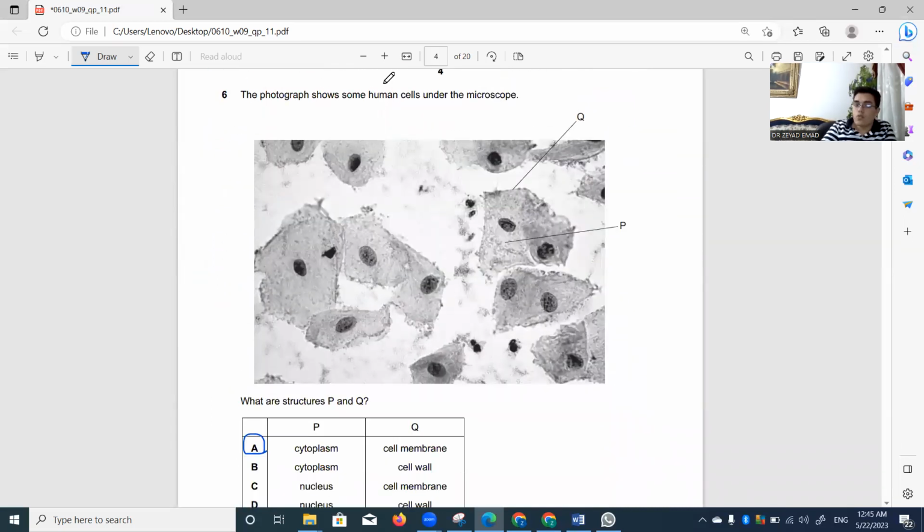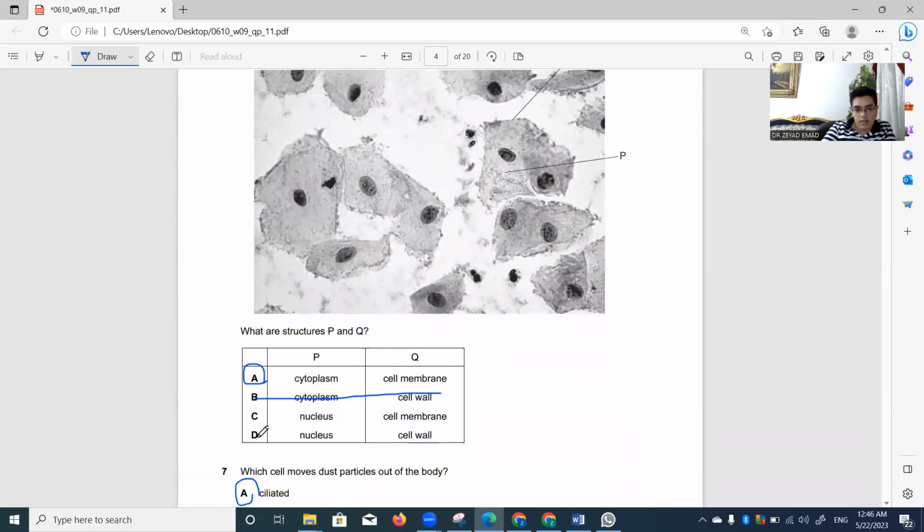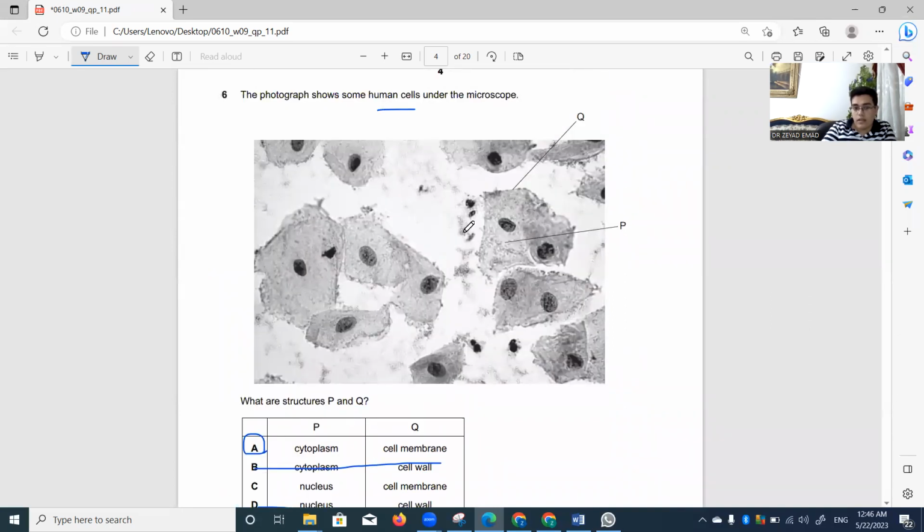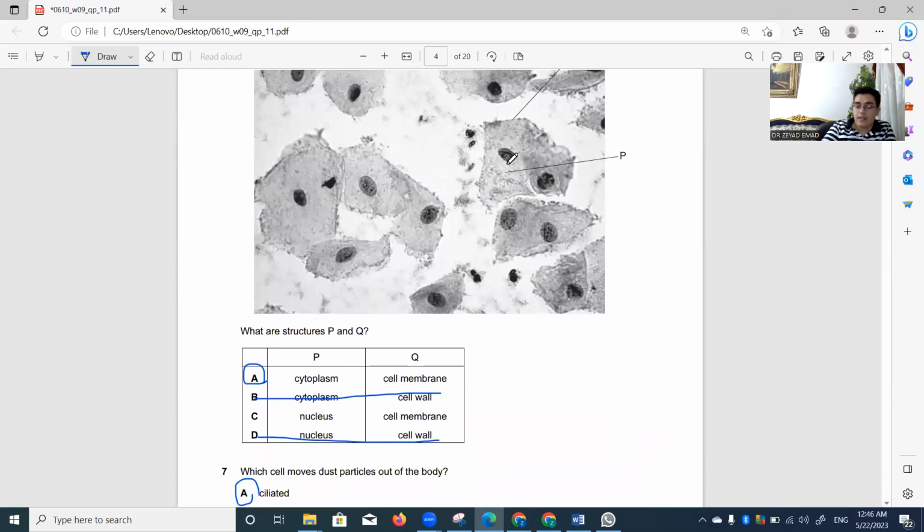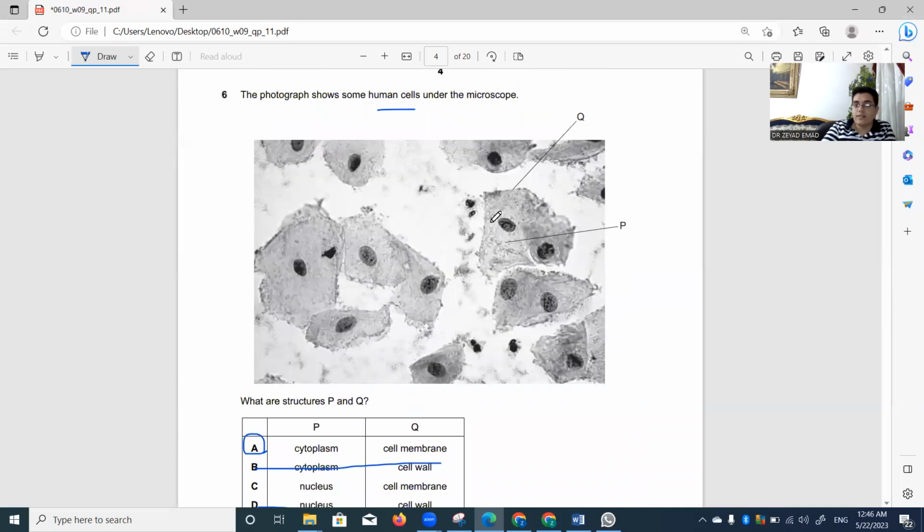The photograph shows some human cells under the microscope. Human cells, so we don't have a cell wall here. So it is not B or D. It's either A or C. Q is a cell membrane, as it is the outer layer. And B is a cytoplasm. So the answer is A.